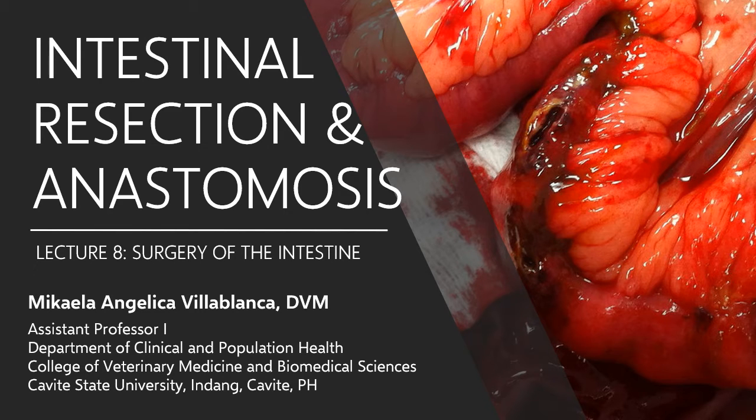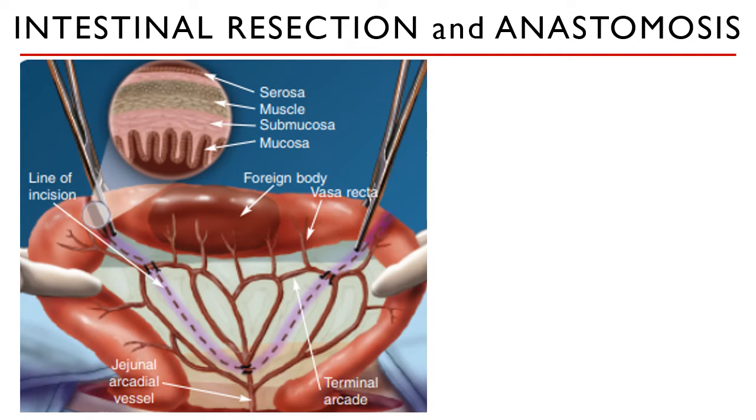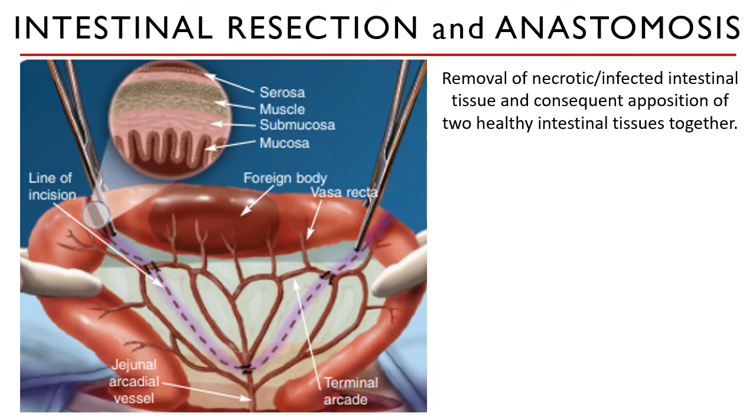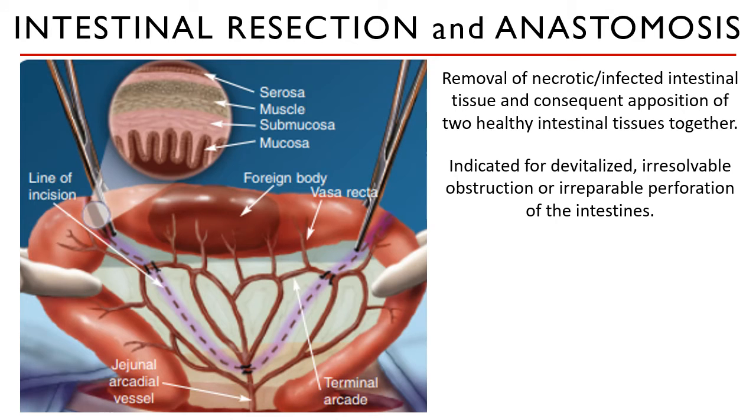Welcome back. So what if the intestines are beyond repair? Let's know more about intestinal resection and anastomosis. Intestinal resection and anastomosis is the removal of necrotic and/or infected intestinal tissue and the consequent apposition of the two healthy intestinal segments together. This surgery is indicated for the removal of the devitalized or irresolvably obstructed intestinal segment or irreparable perforation of the intestines.